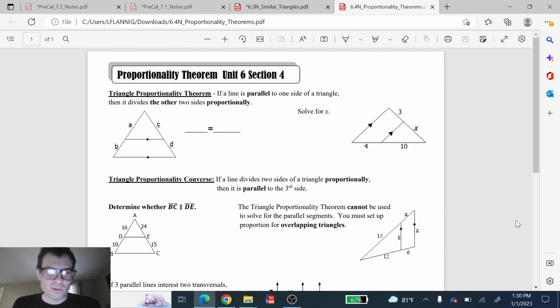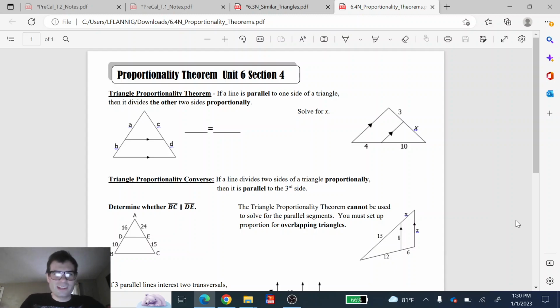This is the triangle proportionality theorem. It's the idea that you can show sides are proportional given that we have some parallel lines. If we don't have parallel lines, it's not going to work. So if a line is parallel to one side of a triangle, then it divides the other two sides proportionally.